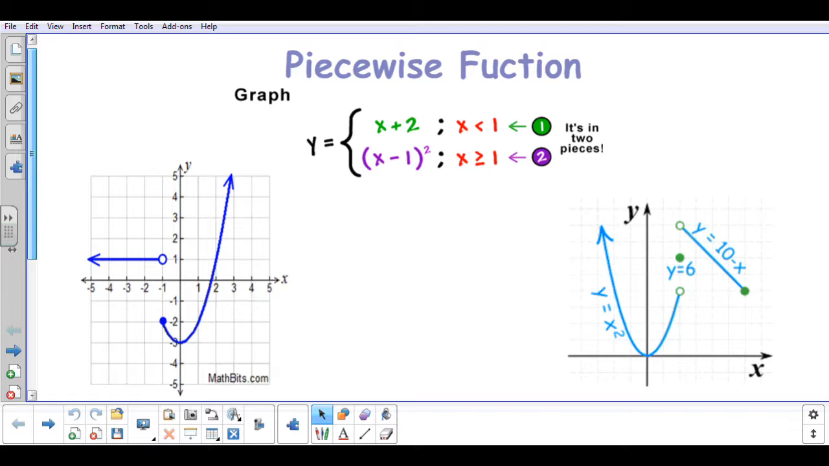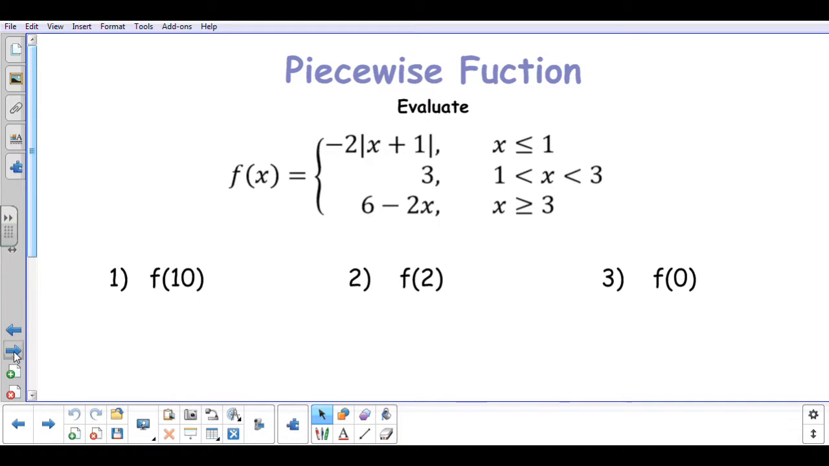On the right side, I have something that is similar. I have another quadratic function that stops, and then I have a point at y equals 6, and then I have another linear function here between two restricted points. So this is what we're going to be doing with our piecewise functions. We're going to be seeing their equations, and we are also going to be graphing them.